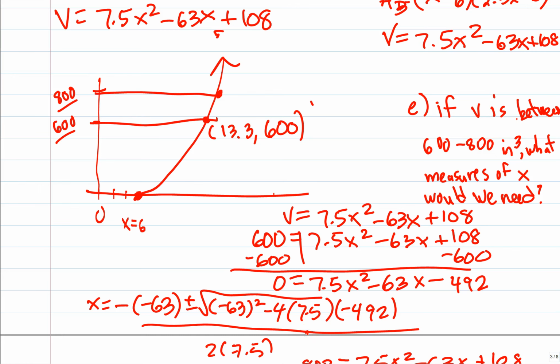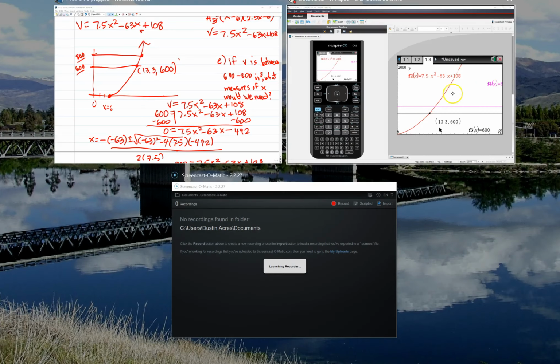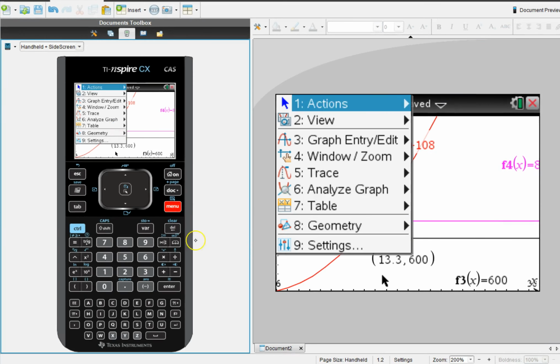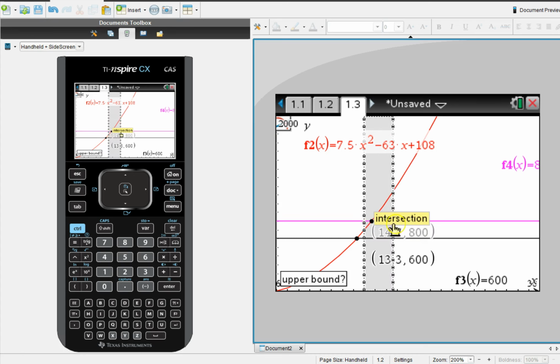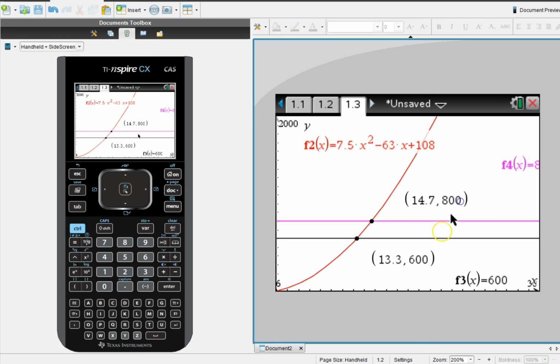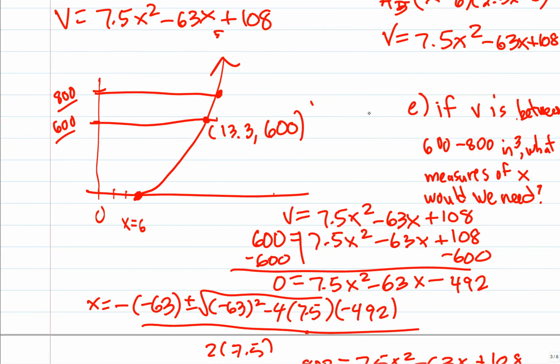Where does it cross 800? Well, we graphed that vertical line at 800, and so I can use technology to go menu, analyze graph, intersections of the red and the purple, a little before, a little bit after, and it crosses 800 at about 14.7. I'm going to argue that that's a little easier than running that whole thing through the quadratic formula.